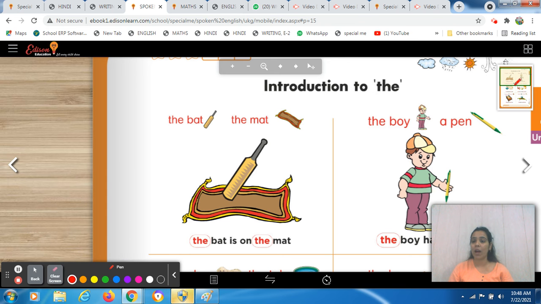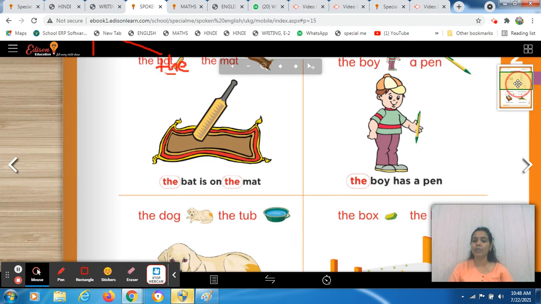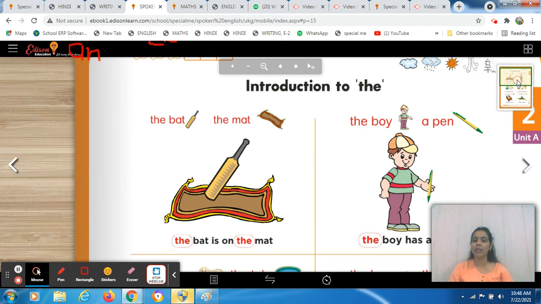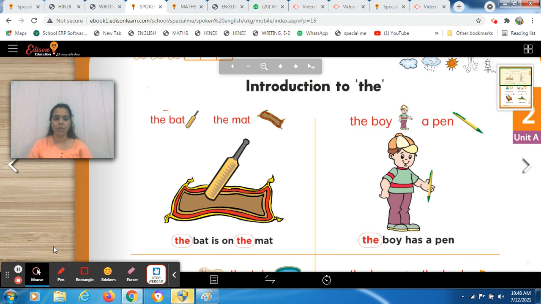Okay. Now your previous concept is also being revised, plus you are also revising your new concept. Now see this one. Okay. Yes. Over here, the words given to you are the boy, a pen. So the boy has a pen. What does the boy have? The boy has a pen. The boy has a pen.